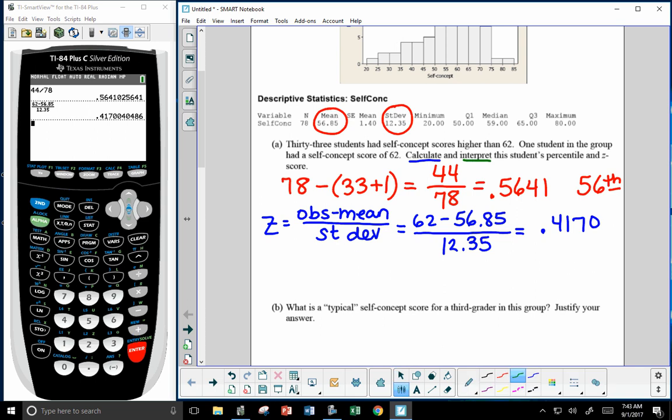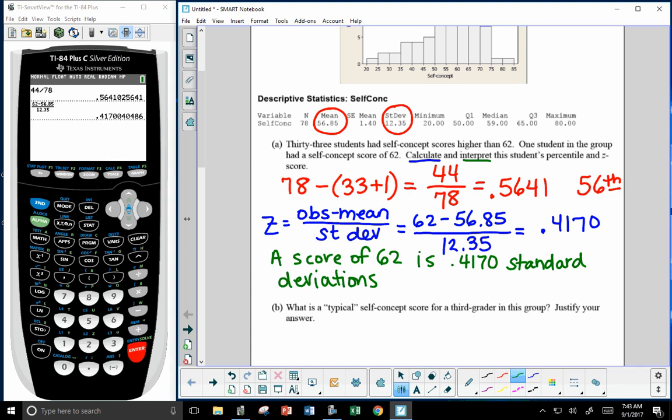So I'm gonna say a score of 62, that was our observed score, is 0.4170, that's our z-score, standard deviations. Okay, our z-score is how many standard deviations we are away from the mean. And I'm going to go ahead and say that it's above the mean because it's positive. So when you're interpreting the z-score, you want to tell, is it above or is it below the mean? So anytime we get a negative z-score, we're going to say it's below the mean. Anytime we get a positive z-score, we're going to say it's above the mean.